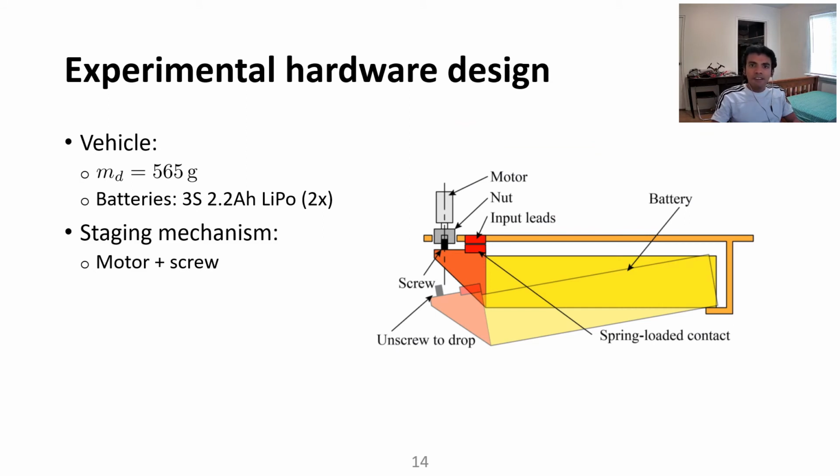The first stage is attached to the quadcopter via a screw and a support. We can eject the first stage by turning a motor which is connected to the screw. The stage then loses support and falls under gravity. I will show a video of this shortly.